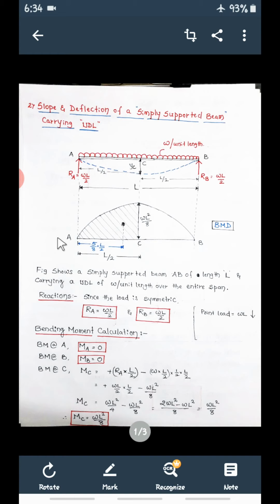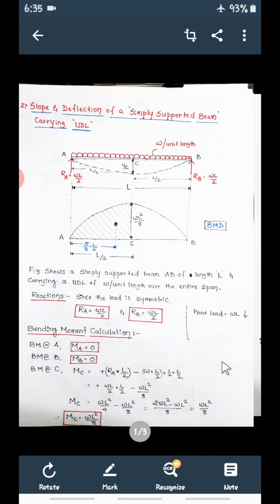It is a parabolic curve. So this is the bending moment diagram. Moment at A is 0, B is 0, and moment at C is WL square by 8. This portion will be L by 2, this portion will be L by 2. Above the baseline, the complete bending moment diagram is positive. This is an important step, how to find the bending moment at A, B and C. After finding the bending moment, draw the bending moment diagram. First reactions, then bending moment diagram.